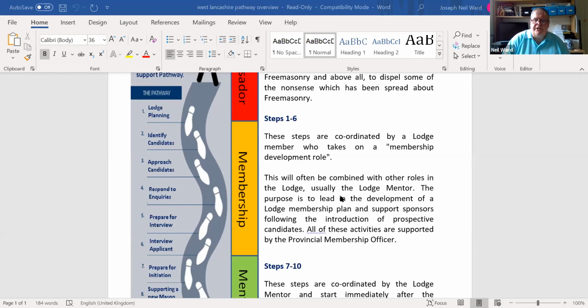We did trial steps 5 and 6 in the Leyland group. I caught the tail end of that trial. It was preparing the candidate for the interview, and the secretary would send a very stiff formal letter based on the wordings that it laid down in the member's pathway. Then the interview would take place. The candidate would not be told on the evening whether he'd been successful or not.